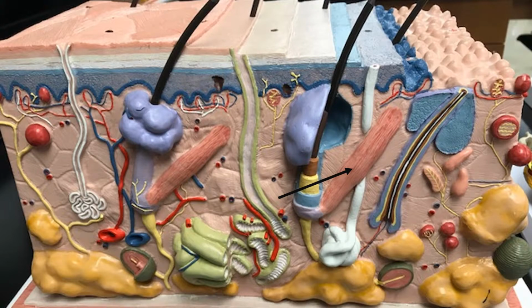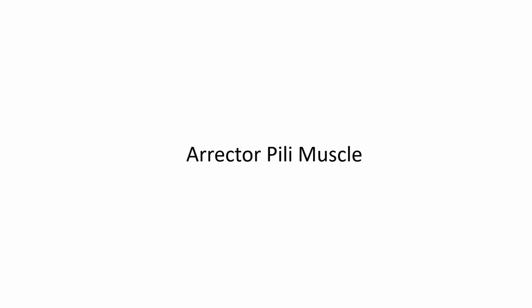Those arrows were pointing to the stratum corneum, which is the most superficial layer of the epidermis and therefore the most superficial layer of the skin. That arrow was pointing to the arrector pili muscle, which is that muscle involved in goosebumps.